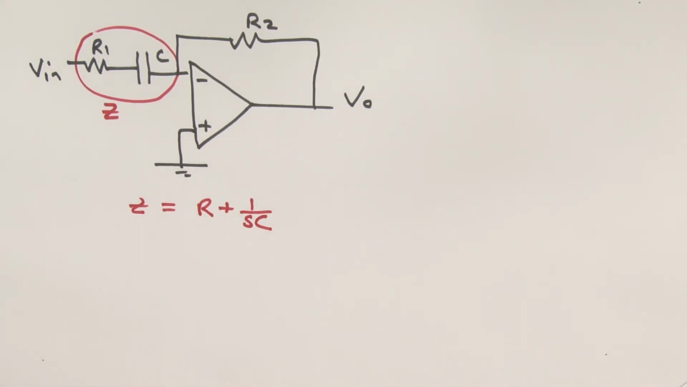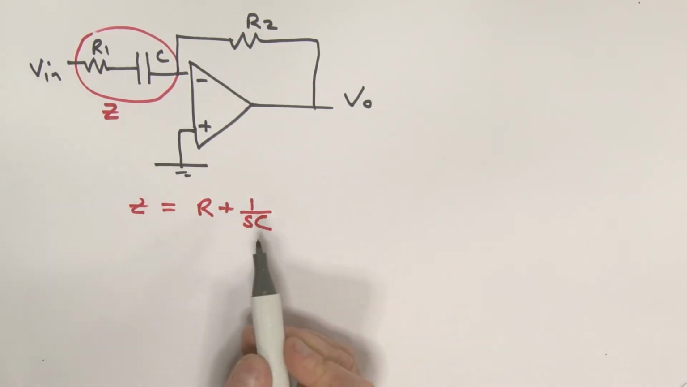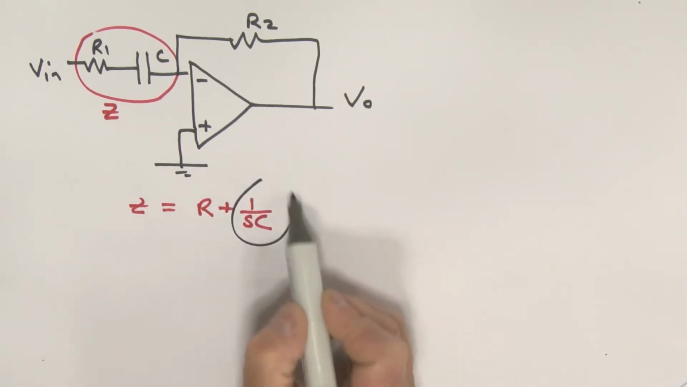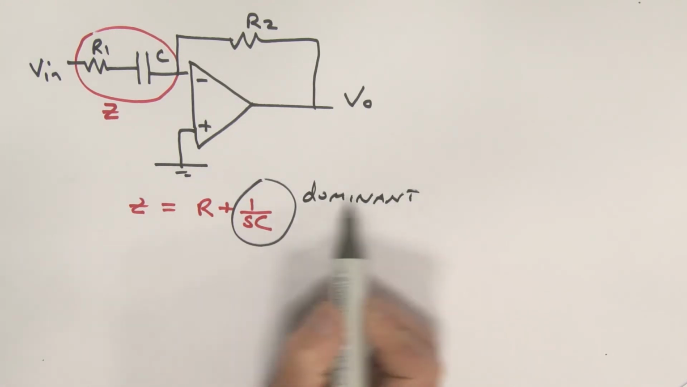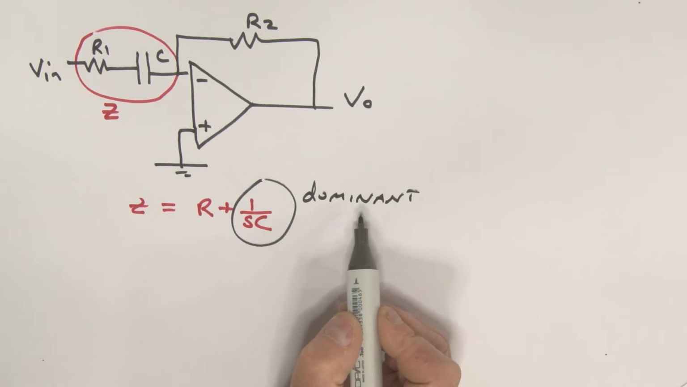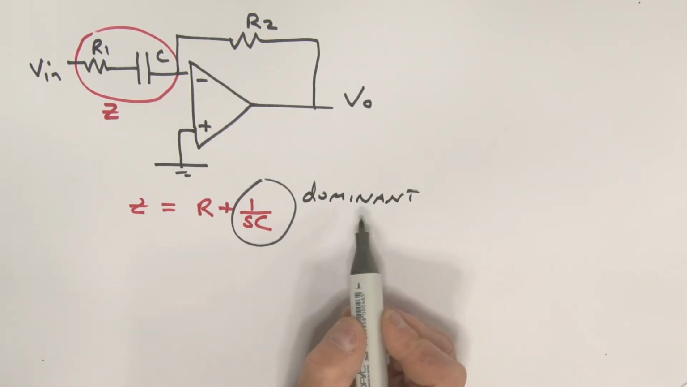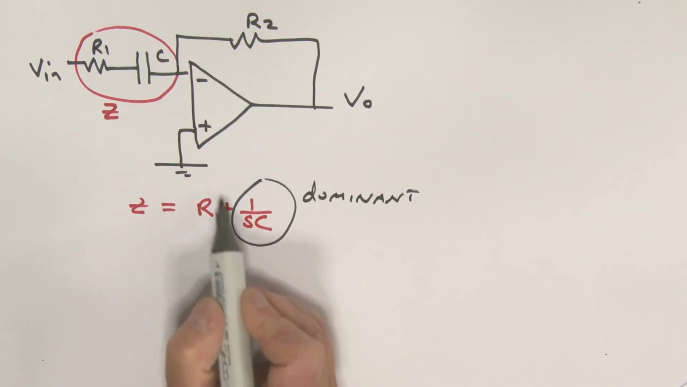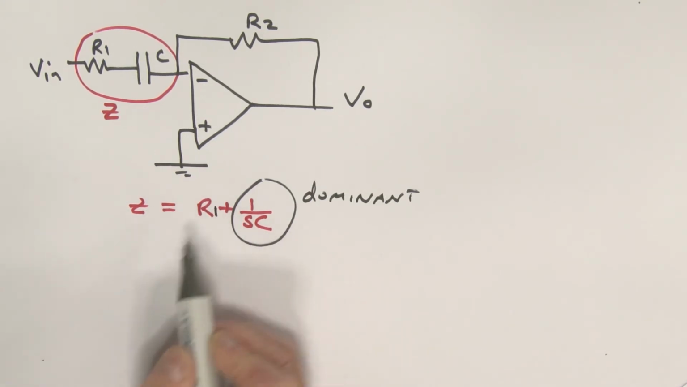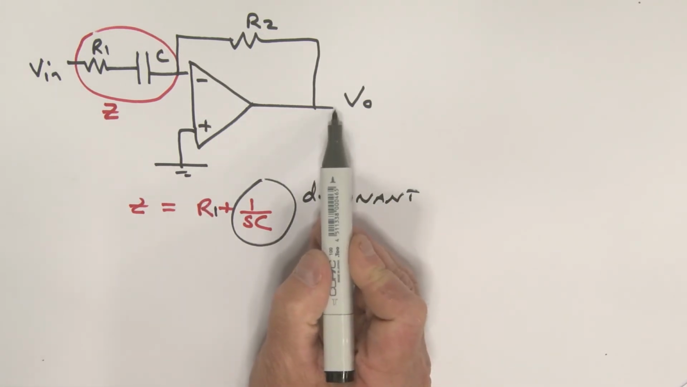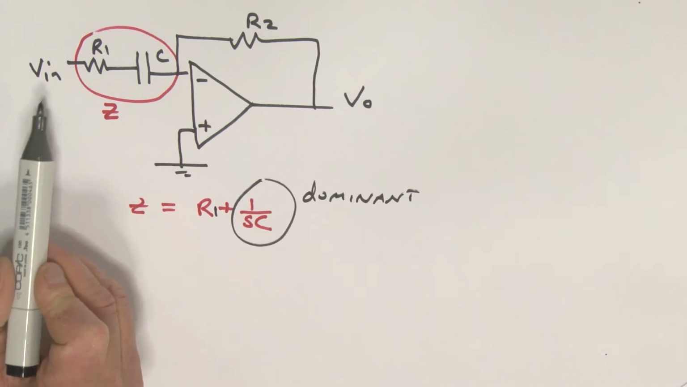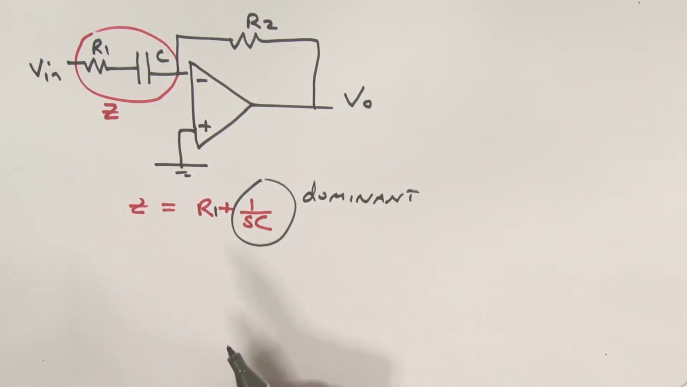Now, we need to have a situation whereby over our normal frequency of consideration, this term over here is the dominant term. And so in essence, we can neglect this resistance, which is R1. We can neglect this resistance over here, and of course the output voltage then is simply a constant times the derivative of the input voltage over here.